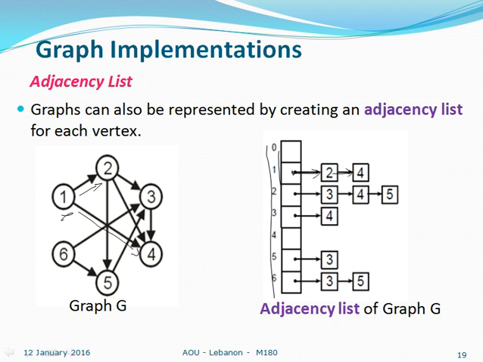From 2 there are edges going to 3, 4 and 5, so it is 3, 4 and 5. Then from 3 there is an edge to 4, from 4 there is no edge going out, so we leave it as null. And from 5 there is one edge going to 3, so we connect 3 over here. And from 6 there are two edges, to 3 and to 5, so we write 3 and 5. This forms an adjacency list for the given graph.